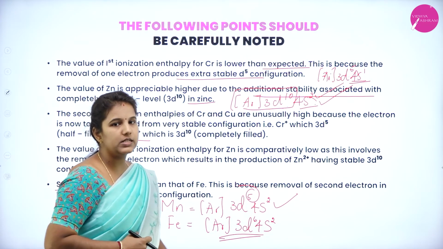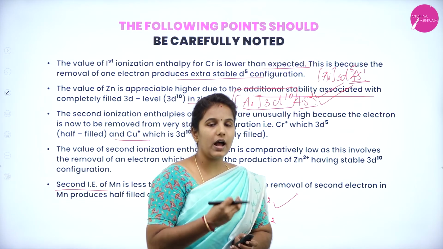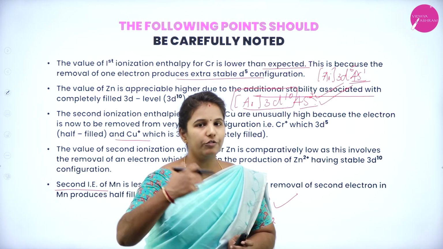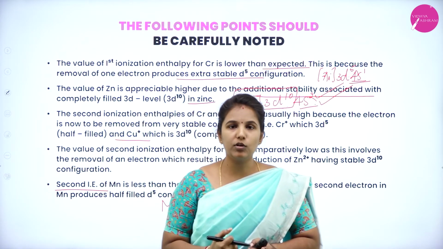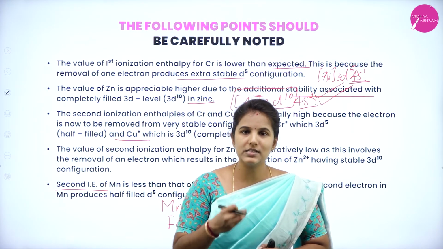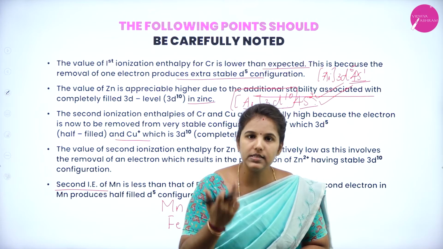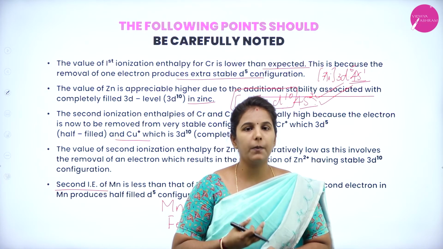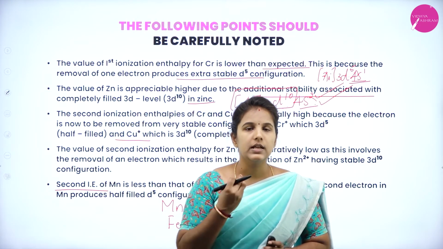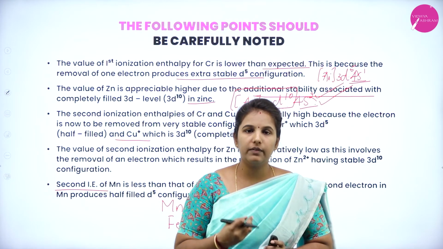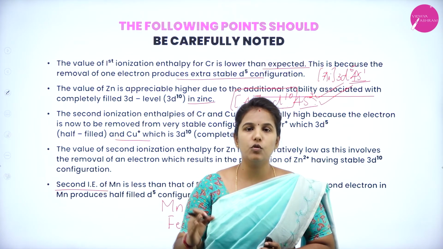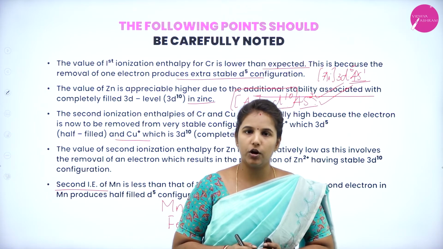So this indicates that when you apply energy to remove the first electron from the outermost shell, it is very easy. But for removing the second electron, we need to apply more energy. Hence, their ionization enthalpy increases as we move left to right in the periodic table.